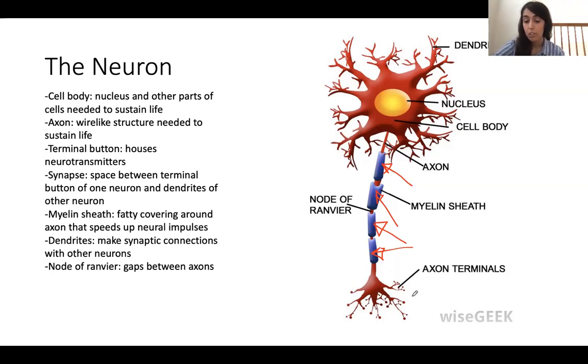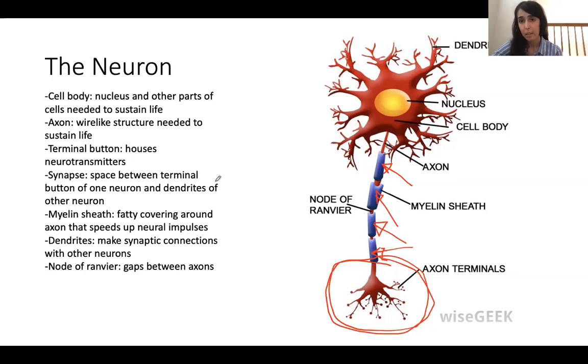Terminal buttons are usually at the end of the axon. So we see them here. You see them here. And then you have in terminal buttons, or axon terminals, these are actually going to be housing neurotransmitters that are going to be coming into the cell throughout different times of the day, depending on whether you're sleeping or whether you're awake.